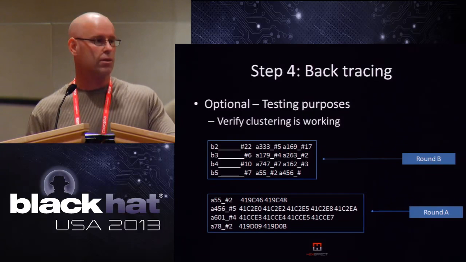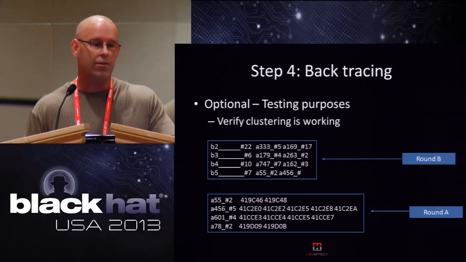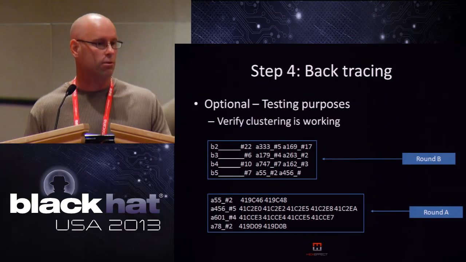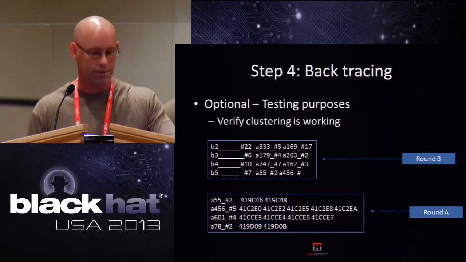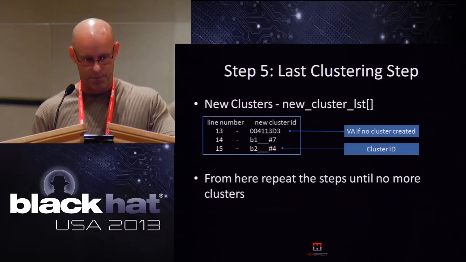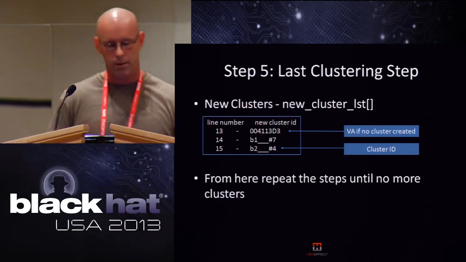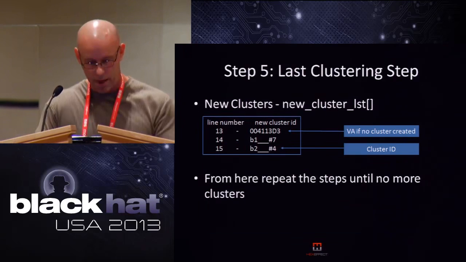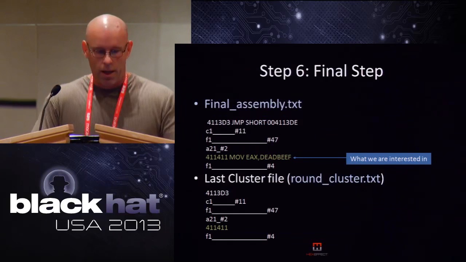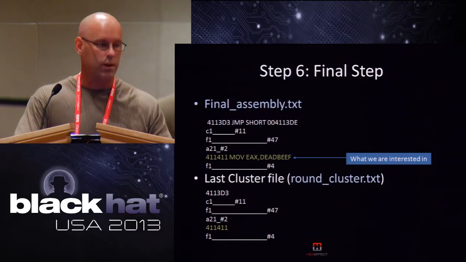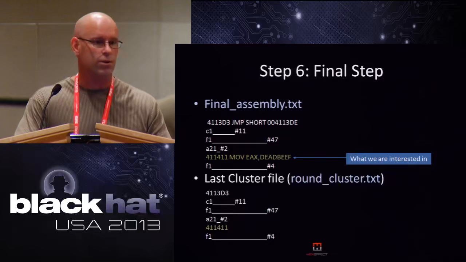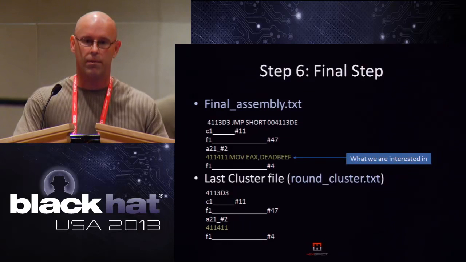And I can diff the two and say, did I make a mistake? If they match, then my logic was correct. If they don't match, then it's easy for me to find out where it went off into the weeds. And so one of the last steps is creating the new cluster. That's kind of obvious. And then the very, very last step is I create a file called final_assembly.txt. That's the file as a reverse engineer you want to analyze, okay?